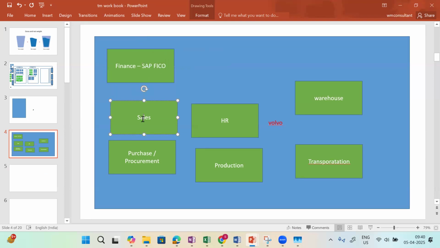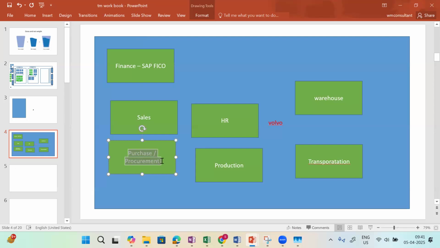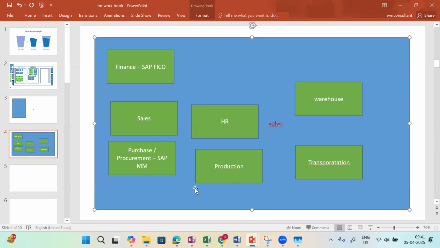Now we need to procure the raw material from different suppliers. To manufacture a car, I need many parts like doors, gates, mirrors, and glasses. To procure those raw materials, I need a department that takes care of all my procurement. That department is the purchase or procurement department. In SAP, the module that takes care of procurement is Material Management.